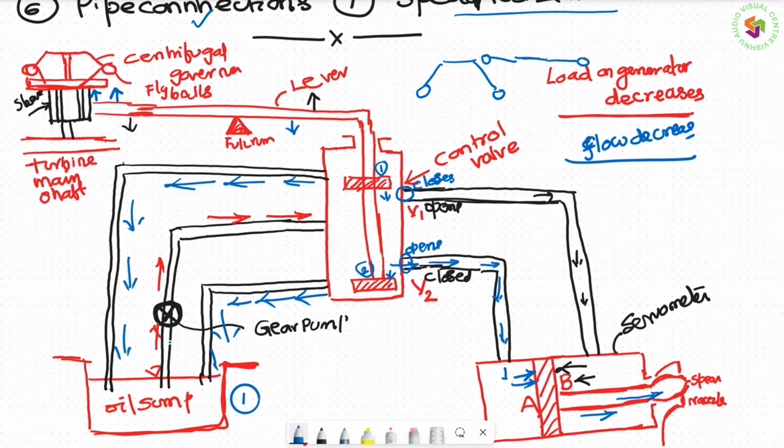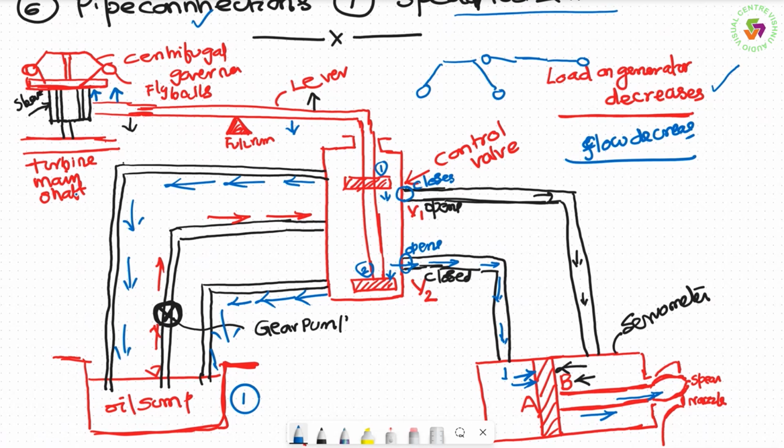Now let us start discussing what happens. The gear pump operates and pumps the oil from the sump to the control valve, so the control valve is filled with oil. That is the first thing. Then the second thing: when the load on the generator is decreased, the generator speed will increase beyond normal speed, so the turbine speed also increases beyond normal speed.